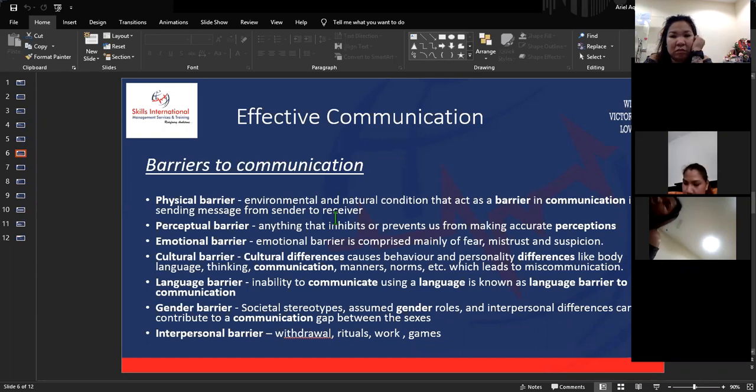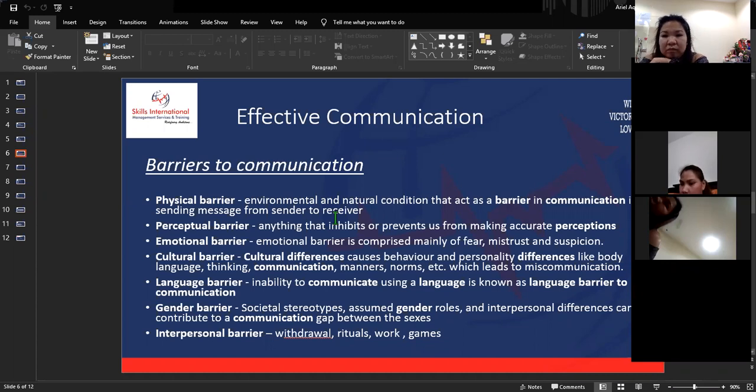Then we have perceptual barrier. It is anything that prevents us from seeing the message properly, paano natin see yung message. Sinabi ko siya in this way, but I perceive it in another way. Na-interpret mo siya sa ibang way. So, it is also a barrier.